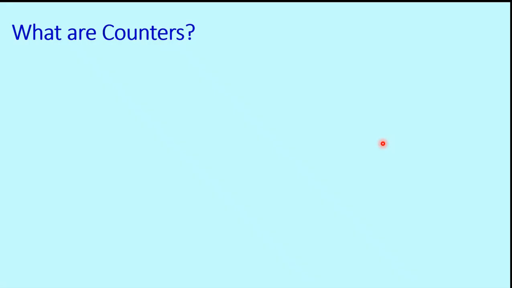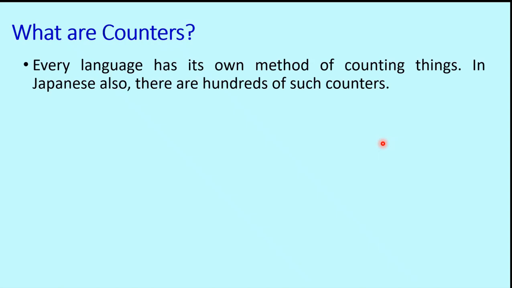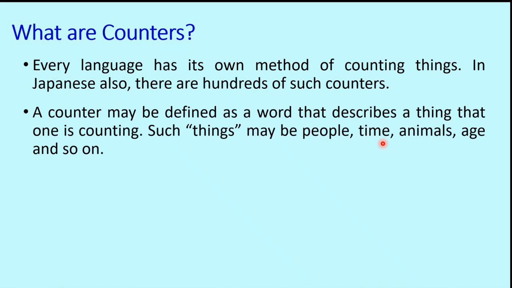Before going into the age, what is a counter by the way? Every language has its own method of counting things. In Japanese also, there are hundreds of such counters. A counter may thus be defined as a word that describes a thing that one is counting. Such things may be people, time, animals, age, and so on.